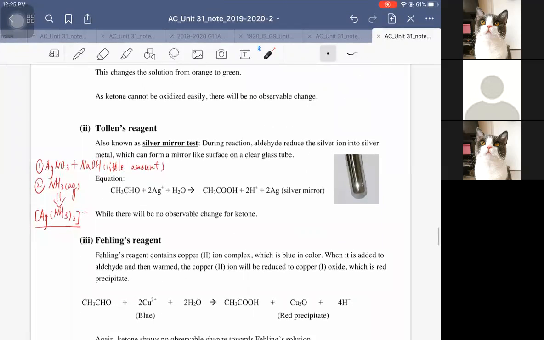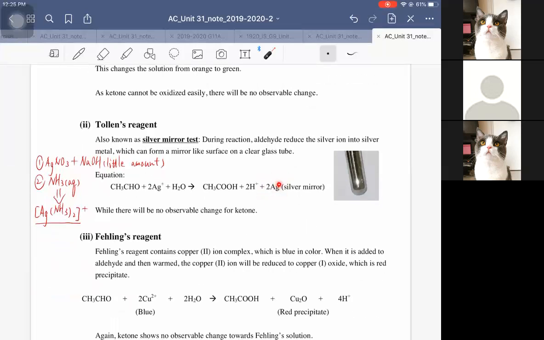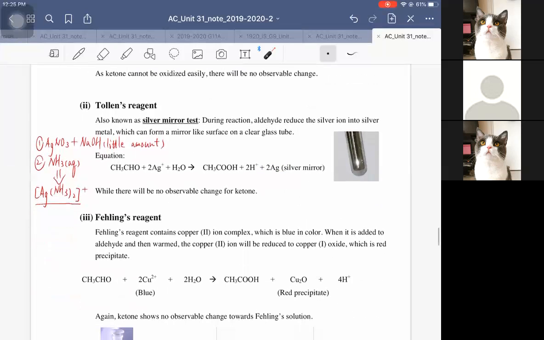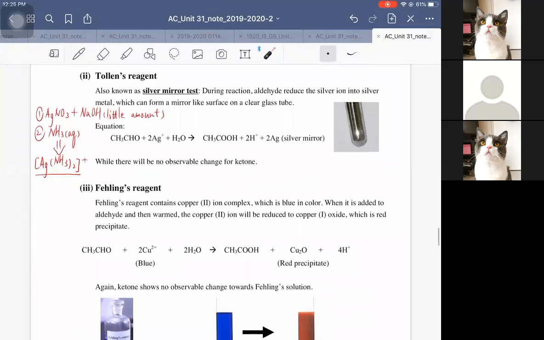And of course, you need to remember silver is formed for Tollens reagent, and copper 1, okay, copper 1 oxide is formed. So you need to remember that. And the hydrogen ion is here to balance the equation. So if you remember these 2 products, then you would be able to balance it by adding hydrogen ion onto it. Right? That's all you need to remember for this part.